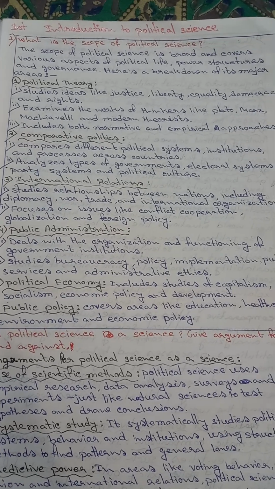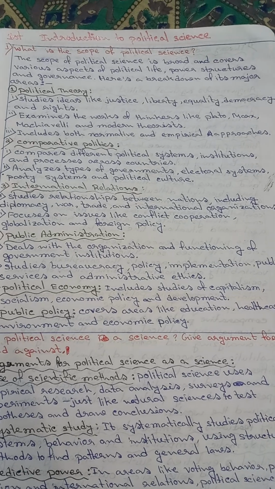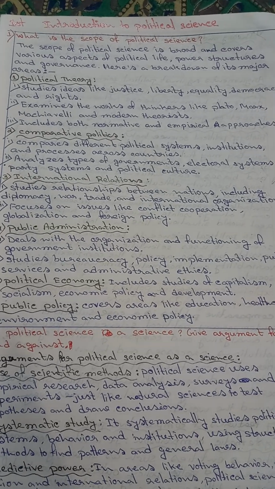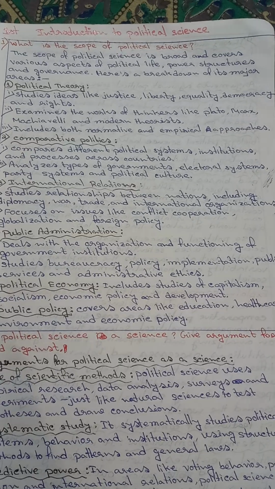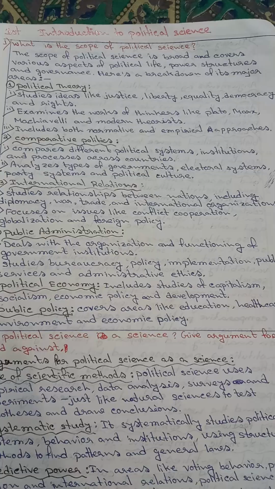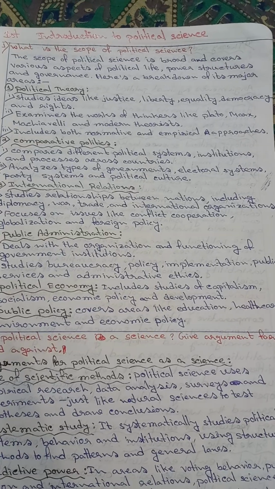Political theory studies ideas like justice, liberty, equality, democracy, and rights. It examines the works of thinkers like Plato, Marx, Machiavelli, and modern theorists. It includes both normative and empirical approaches.